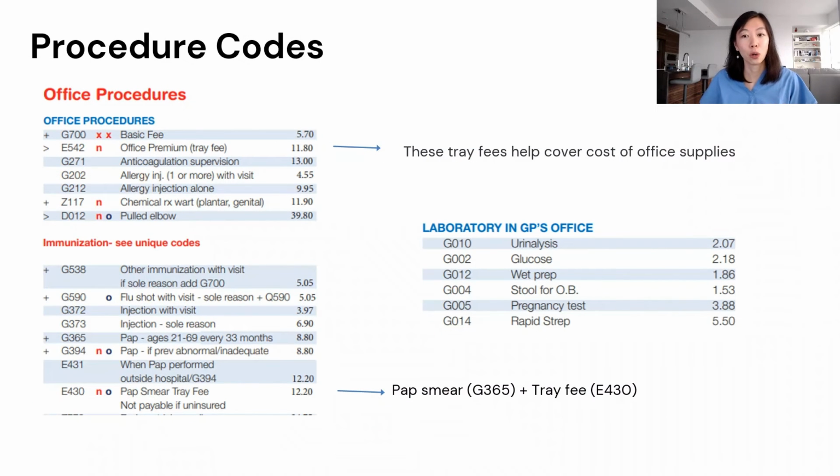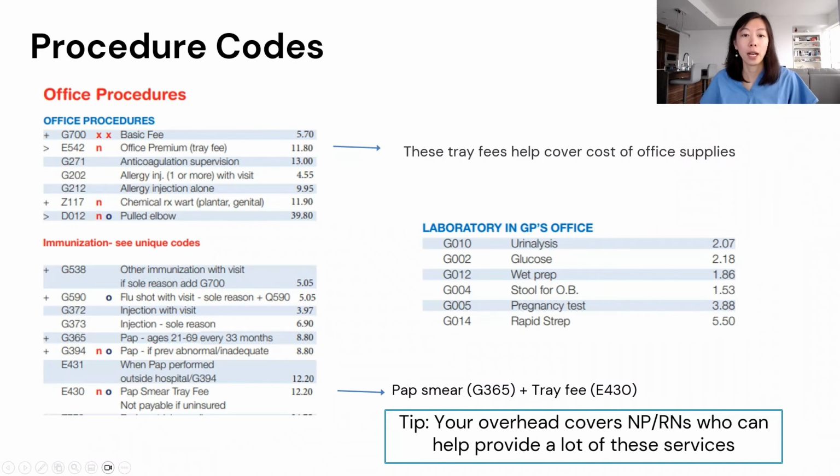Finally, the procedure codes are something else you should know about as well. You always want to recall that visual trigger to bill the tray fees, because that can significantly help cover the cost of office supplies. The other commonly billed office procedure codes are the pap smear codes. So if you see someone for a pap smear, you can bill the G365 along with the tray fee as well. If you have nurse practitioners or RNs in your clinic, remember your overhead actually covers their pay, and you can delegate a lot of the work to them, including a lot of these laboratory items.